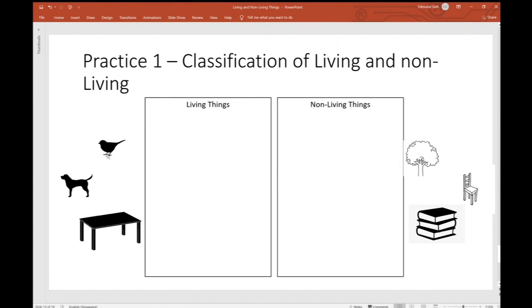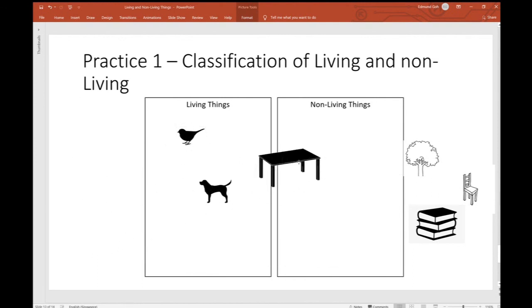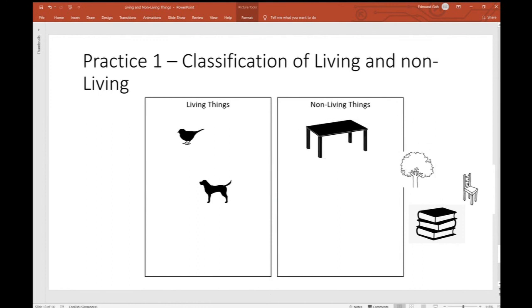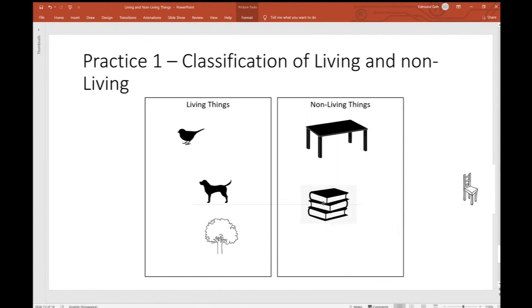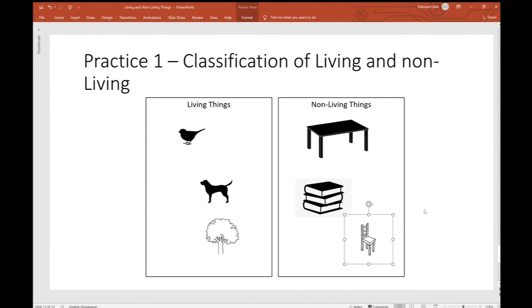Okay, so birds, obviously it is a living thing. Dogs, living thing. Table obviously is not alive, so it's a non-living thing. Tree is a living thing, books is a non-living thing, and chair is a non-living thing. Okay, it doesn't always have to be equal on both sides. It can be one on one side and then maybe 5 on the other side. Now let's try another practice.